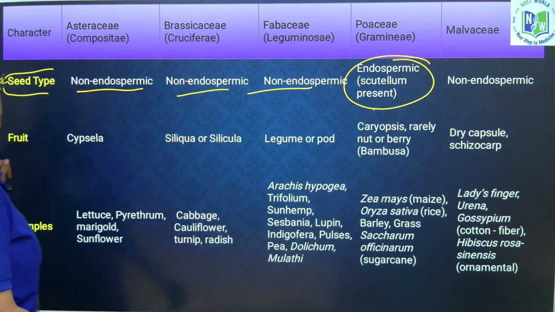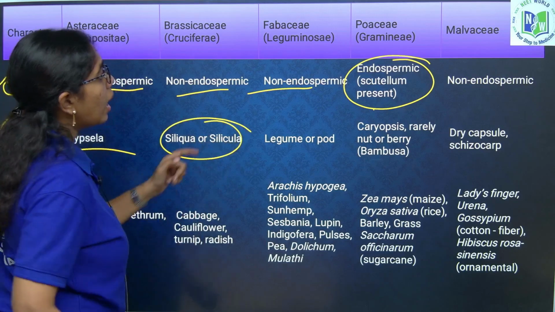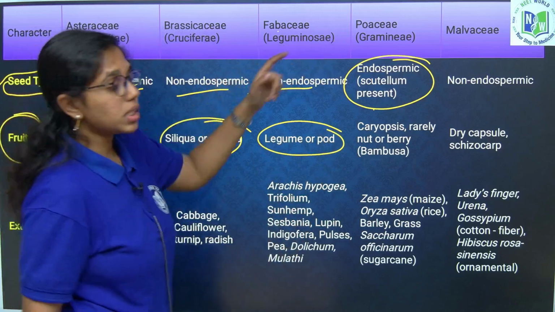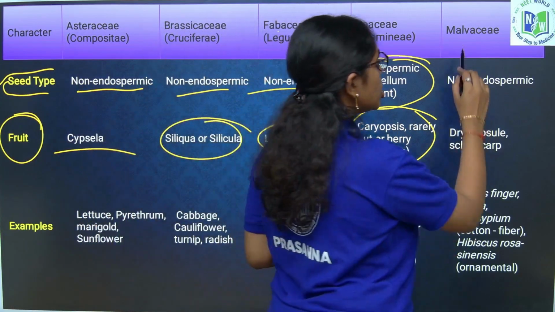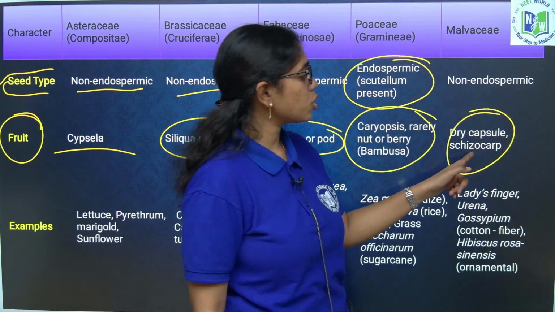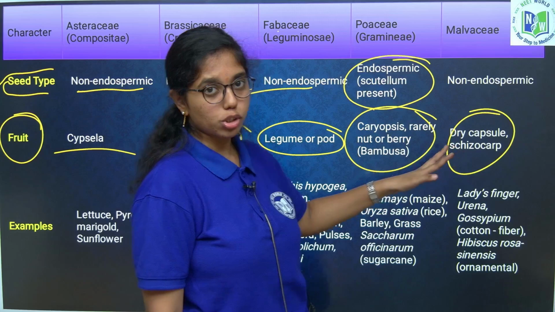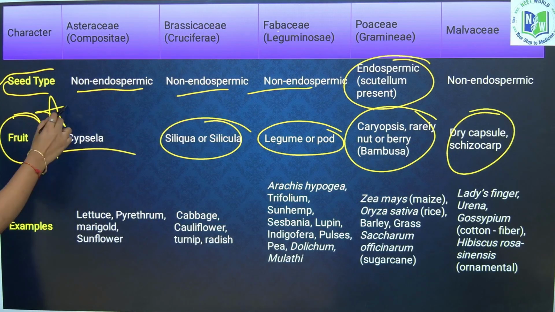Clear? Next, the fruit. Asteraceae has a cypsela fruit, Brassicaceae has siliqua, Fabaceae has legume or pod, and Poaceae has caryopsis. Poaceae has what? Caryopsis. Malvaceae has capsule or schizocarp, a dry capsule or schizocarp. So yes, you have to remember the fruit types also.